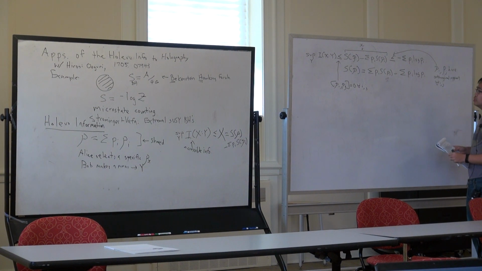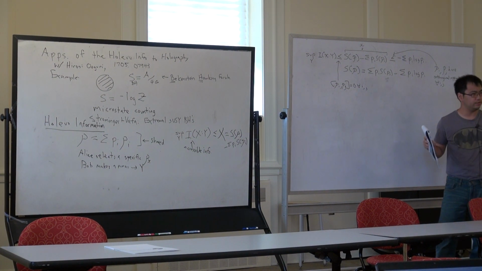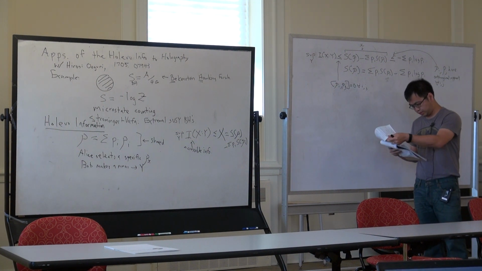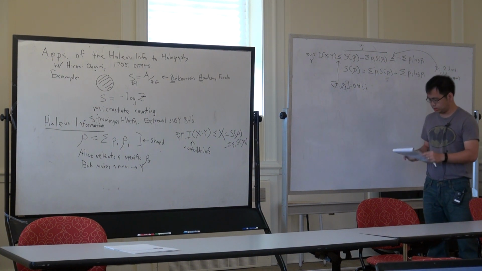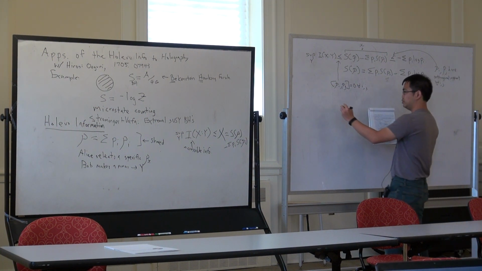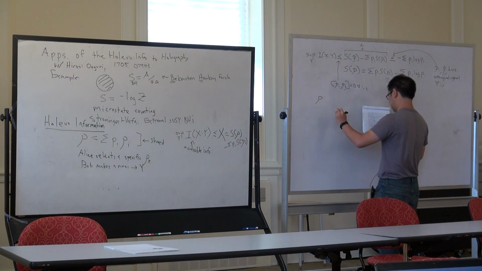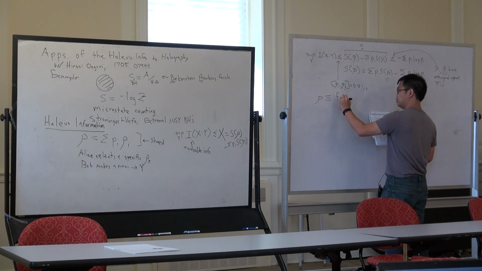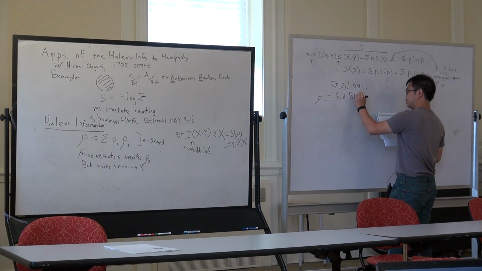Holevo information and some properties thereof, we can talk about how this can specifically be related to the question of black hole distinguishability. If we're trying to apply that, it just requires some definitions. So for this rho, we're going to call this the full black hole mixed state.